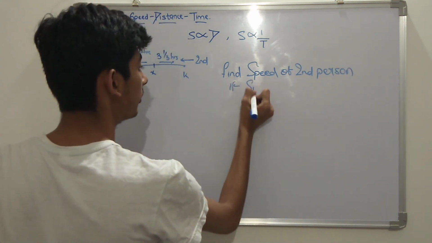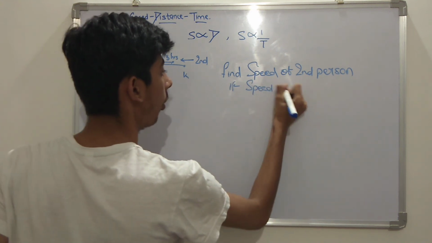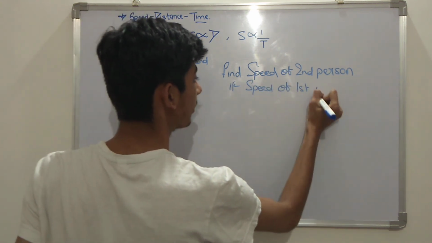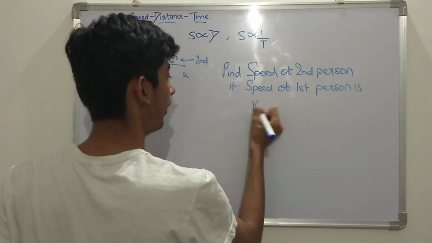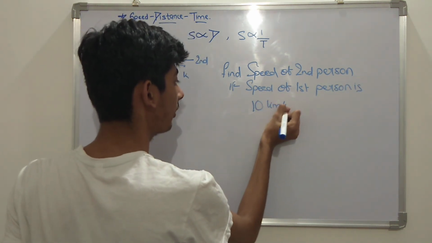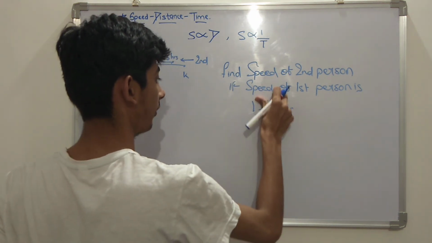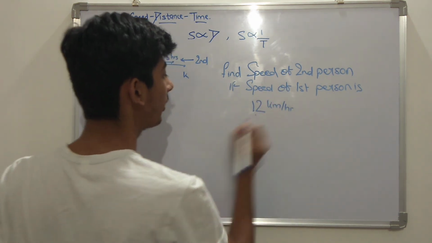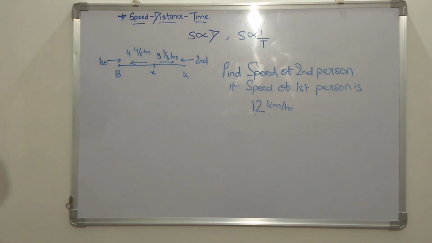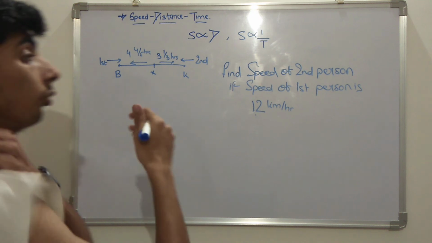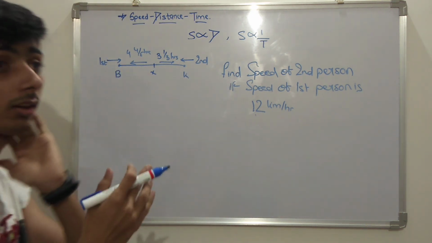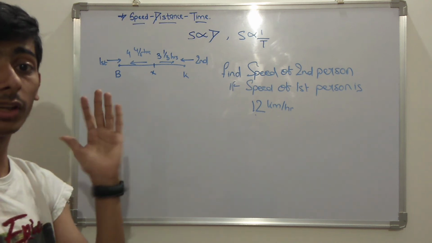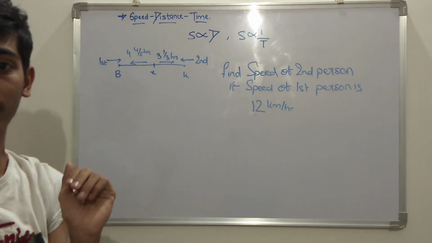If the speed of the first person is 12 kilometers per hour. So for this we got a formula. Yes, we can do this sum by the previous formulas, but it would be quite lengthier, and you do not have time for that in any entrance exams.